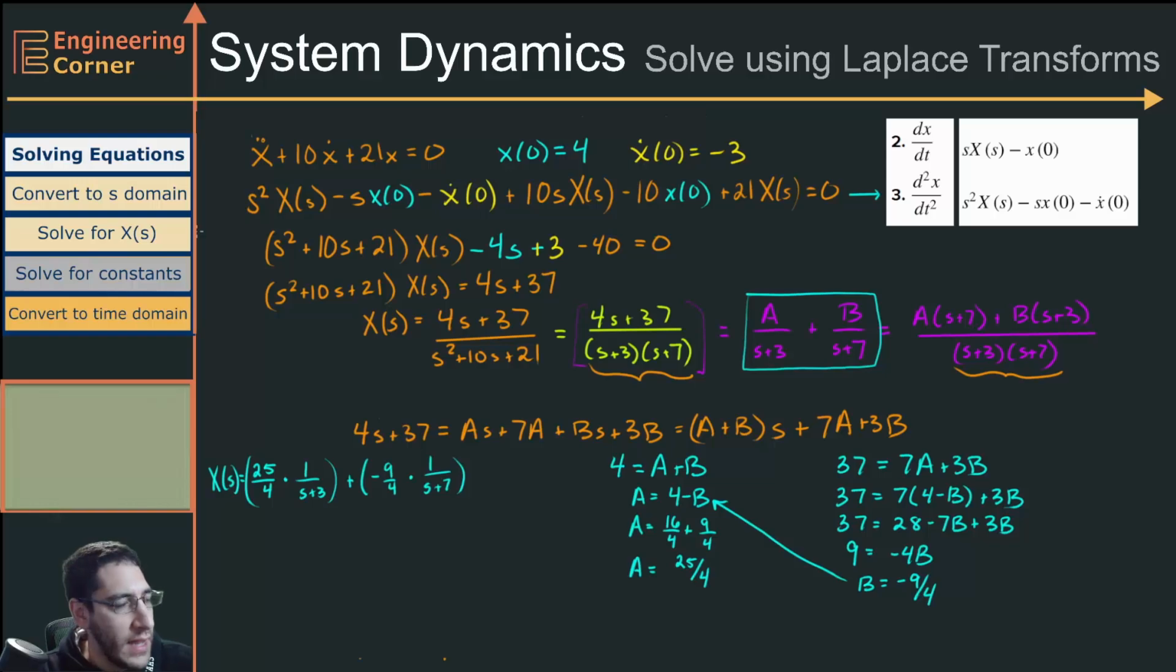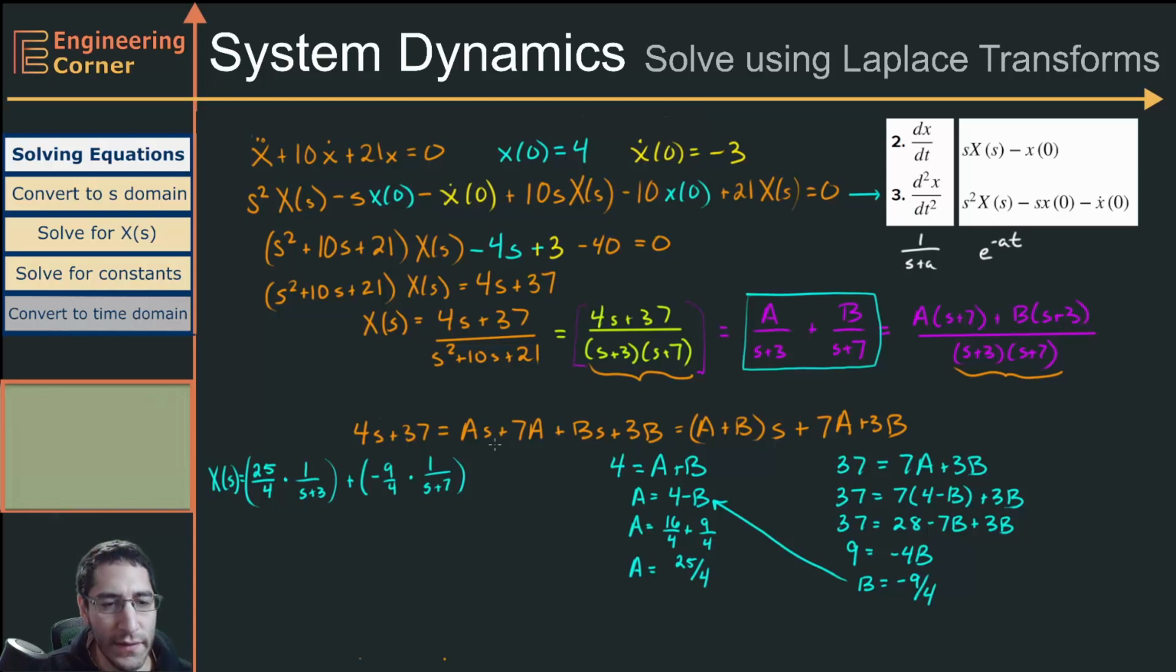Okay? Now, I've solved for my constants. I have an equation. The last thing I need to do is bring this back into the time domain. So how do I do that? Well, I look at this equation right here. I have two terms, and if I look at my table of Laplace transforms, one of them that sticks out to me is 1 over s plus a is going to be equal to e to the minus at.